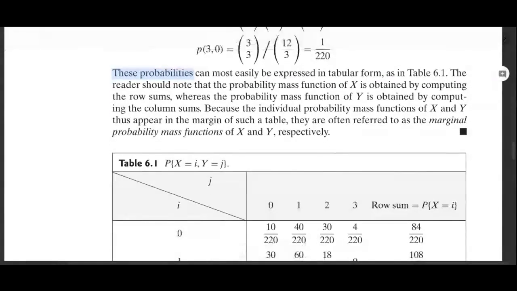The reader should note that the probability mass function of X is obtained by computing the row sums, whereas the probability mass function of Y is obtained by computing the column sums. Because the individual probability mass functions of X and Y thus appear in the margin of such a table, they are often referred to as the marginal probability mass functions of X and Y, respectively.